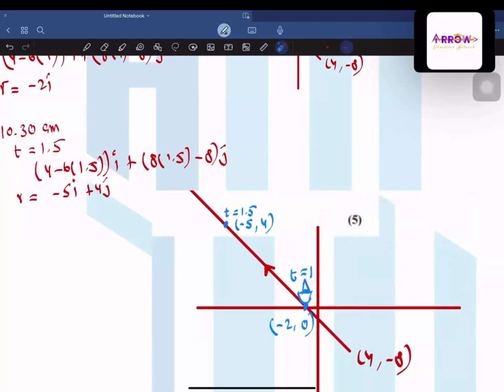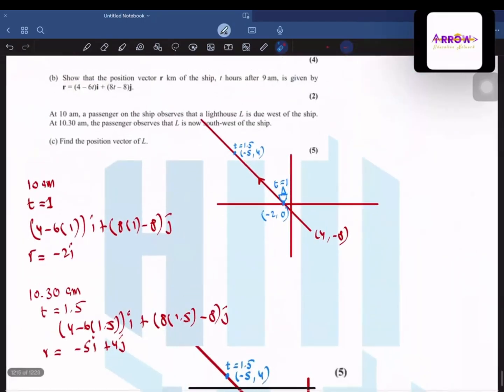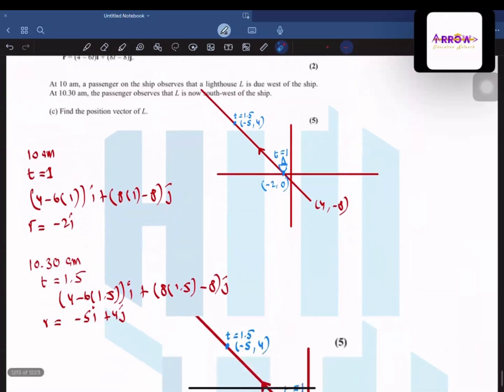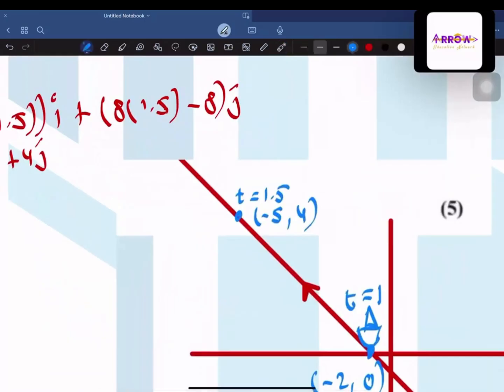In the very next piece of information, at 10:30 a.m., meaning at t equals 1.5 hours, the passenger observes that the point L is now southwest of the ship. So at t equals 1.5 the ship is over here, and the passenger sees that the lighthouse L is southwest of the ship, meaning halfway between south and west. The compass is like this: south is downwards and west is on the left. So halfway between south and west.